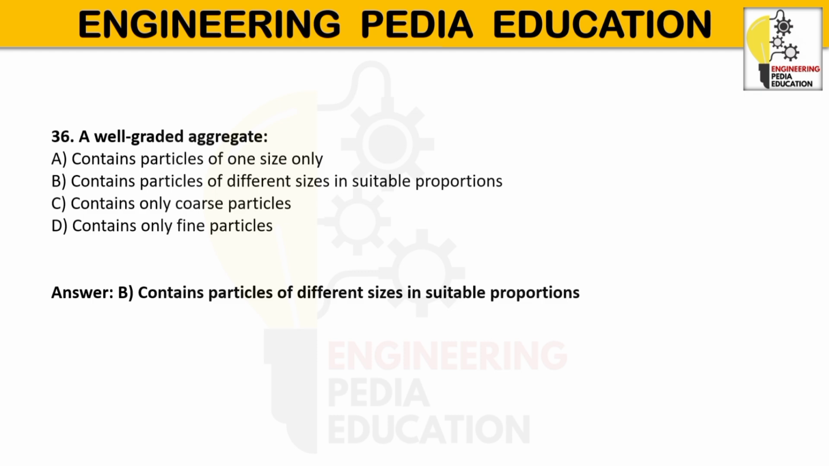What is the comparison? Well graded: all sizes present, best packing. Poorly graded: missing sizes, more voids. Uniformly graded: mostly the same size, high voids. So what can we conclude? Well-graded aggregate is an aggregate that contains particles of all sizes in suitable proportion, resulting in minimum voids and maximum density.